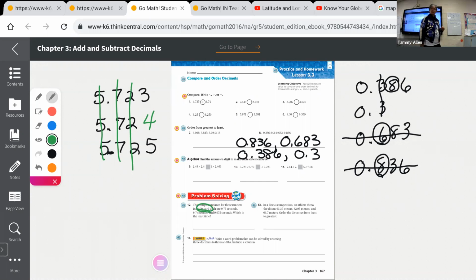And number 12, the 3 runners in the 100-yard dash are, oh, talk about throwback. Ooh, 100-yard dash. That's a throwback. Anybody know why that's a throwback? Hands up if you know why that's a throwback.